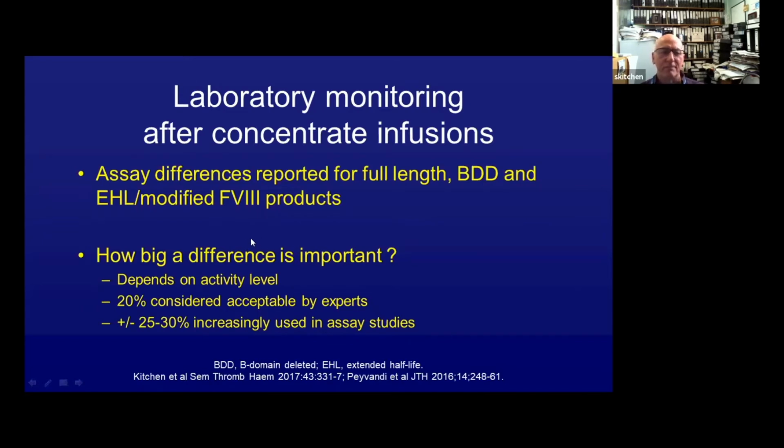If there's a difference, how big a difference is important? Well, I think that probably depends on the level of activity, but in particular, there is no internationally accepted consensus. A 20% difference is perhaps considered acceptable in some publications by some experts in the field. A number of assay studies have talked about 25 or 30% difference between two assays as being enough to matter, enough to start to change the patient management. And I think we should focus only on differences that might change patient management.